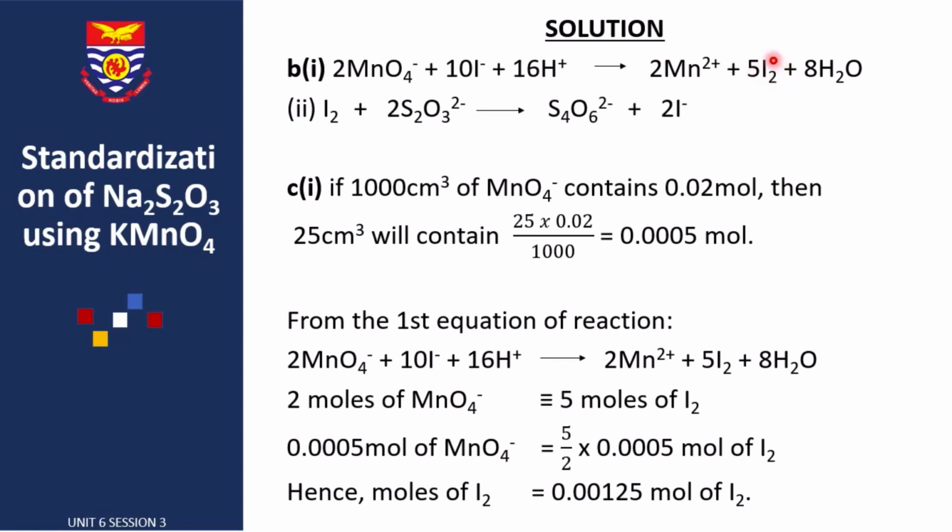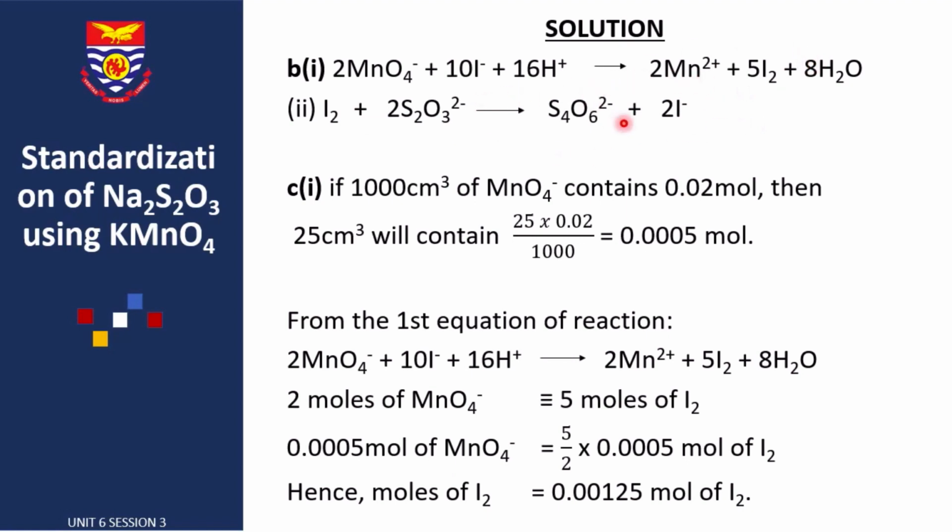Alright, so this iodine produced would react with the thiosulfate, and so we expect this reaction over here. In the course of the titration, this is what would happen. We'll have the iodine from the first reaction reacting with the thiosulfate ions to produce the tetrathionate ion and the iodide. So here we have the iodine reduced and the thiosulfate oxidized. It's also a redox reaction. We have said enough about the equations.